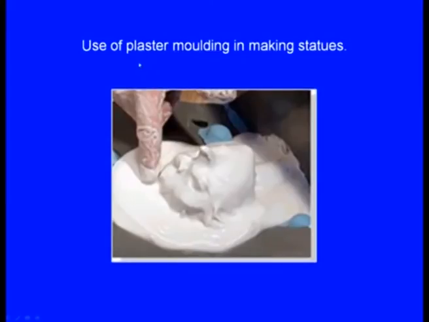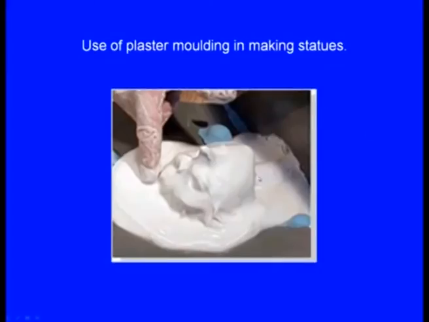And here we can see the use of plaster molding in making statues, for making art castings. So initially one has to make the plaster mold. Into that plaster mold one has to pour the molten metal, then we get statues like this.